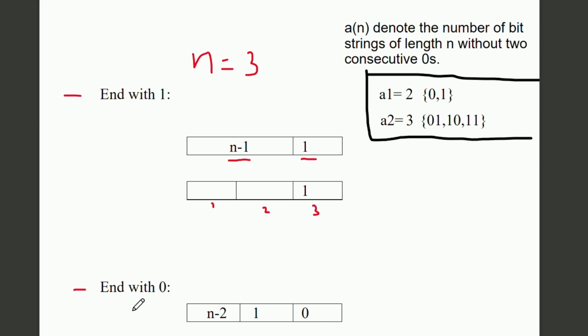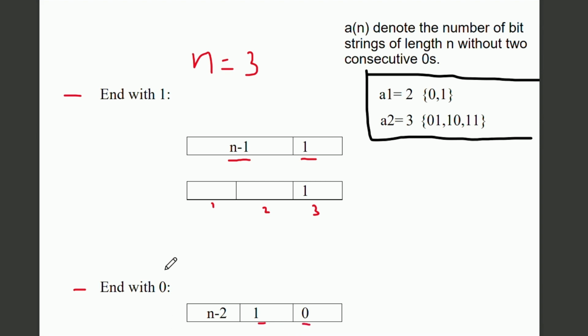And for the second condition, the last bit is 0, and since the question does not allow two consecutive 0s, we know that the bit in front of it must not be a 0, which means it is a 1. So that's why we confirm that it's 1, 0 here.